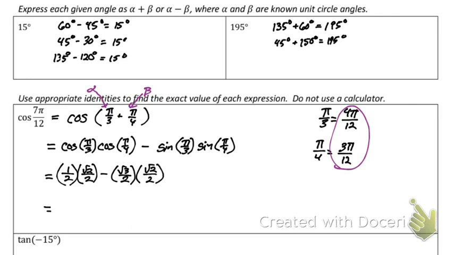The good thing about cosine and sine, these aren't really hard to simplify. We're just going to multiply straight across to get 1 times square root of 2, which is square root of 2, over 2 times 2, which is 4. Subtracting square root of 3 times square root of 2 is square root of 6, all over 4, which is going to equal square root of 2 minus square root of 6 over 4.